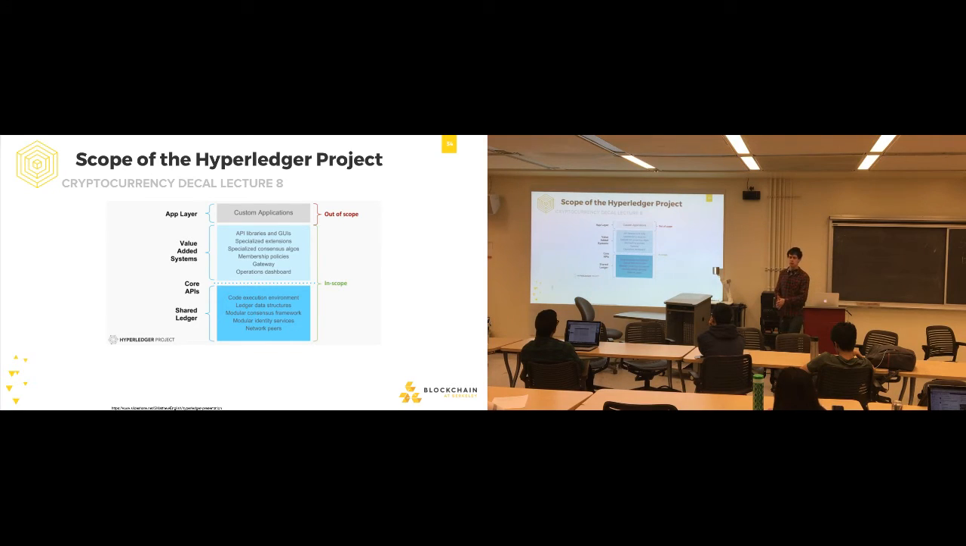So the scope of the HyperLedger project. I was talking a little bit earlier about how Bitcoin is a very specific use case for blockchain tech. And we can see custom applications, which would be like Bitcoin or any of the distributed apps you might develop on Ethereum's platform, or any other cryptocurrency you can imagine. That is out of the scope of the HyperLedger project. Basically, HyperLedger is trying to develop a code execution environment as well as certain data structures.